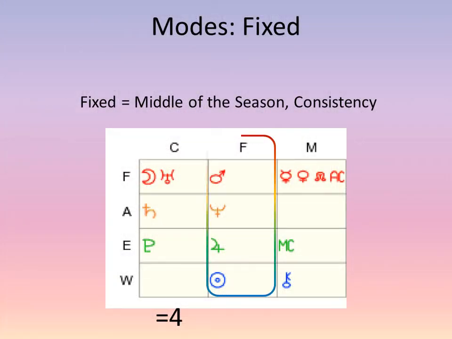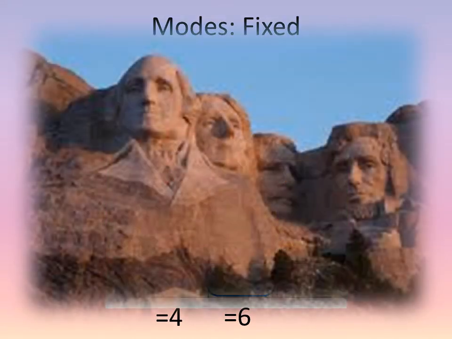And then the fixed signs are in the middle of the season, and their focus is consistency. And Harvey has a rating of 6 there. And so I think of the Mount Rushmore monuments, how that's set in stone, that's something that's not going to change right away.